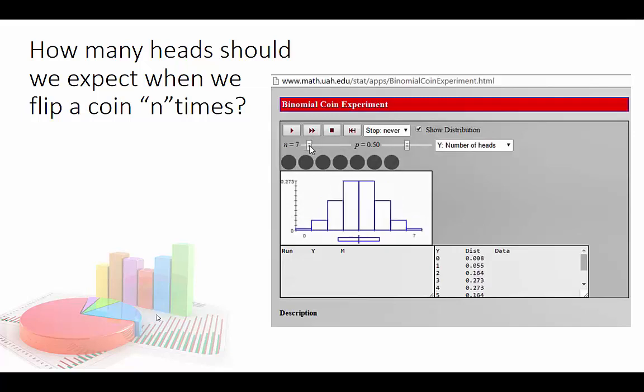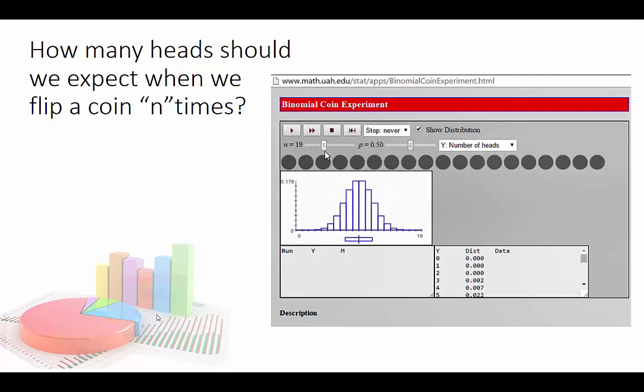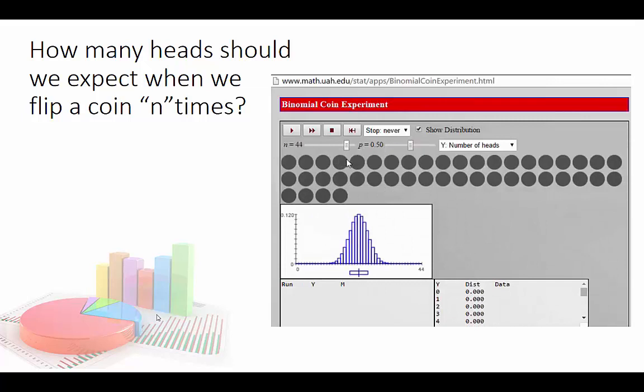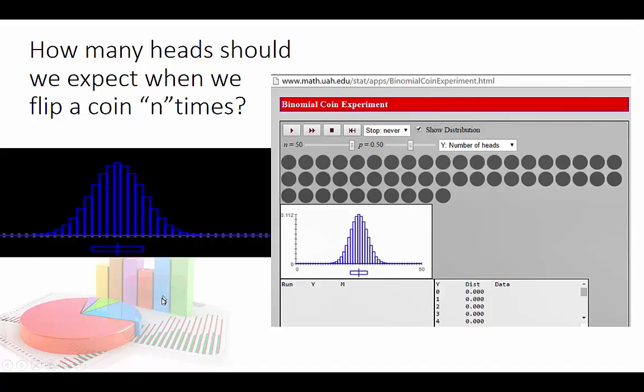And as I add more and more coin flips, you notice the distribution of heads starts to take a shape. And this is a very popular shape in statistics. This is approximating a normal distribution. And here's another picture of it.